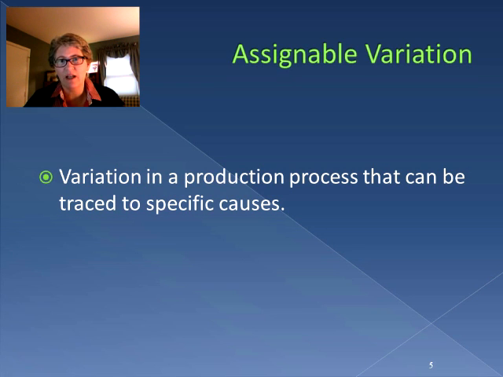What isn't to be expected is what's known as assignable variation. Let's say you're signing your name and somebody bangs your elbow, and suddenly your signature looks a little bit different, or in some cases, significantly different. This is a variation that can be traced to a particular cause. That's why it's called assignable. We can assign a cause to it.